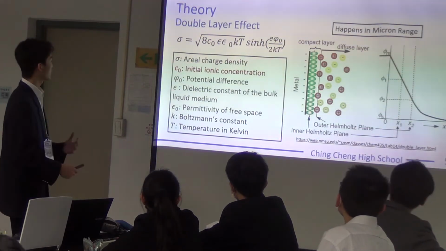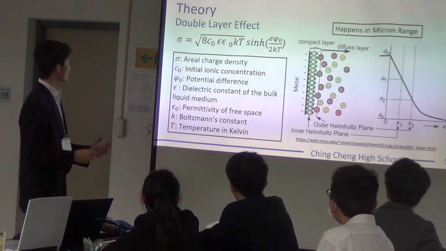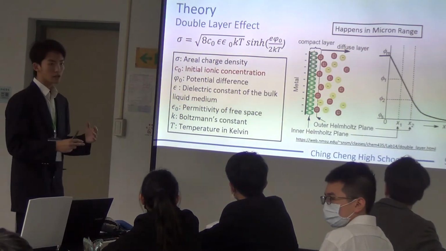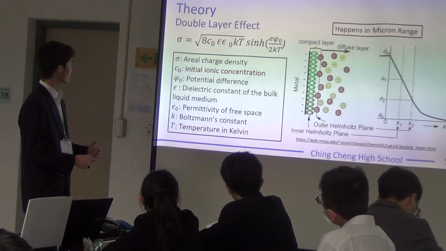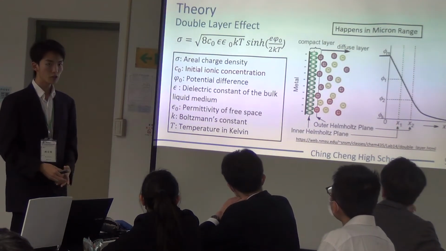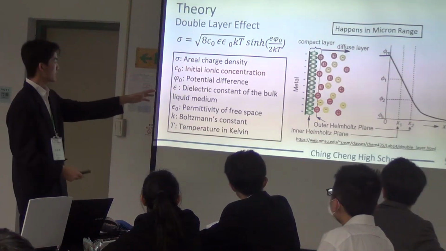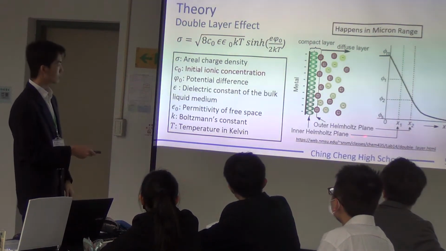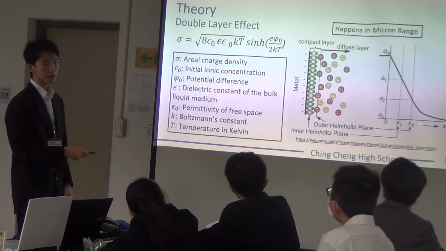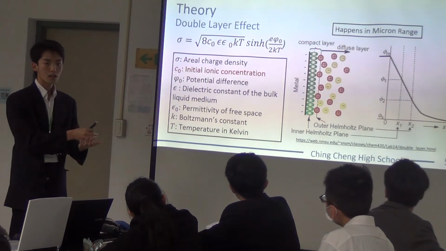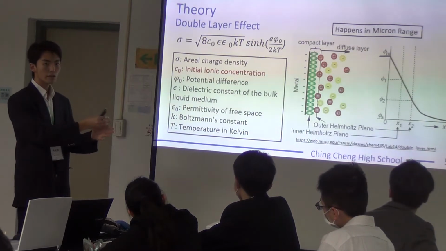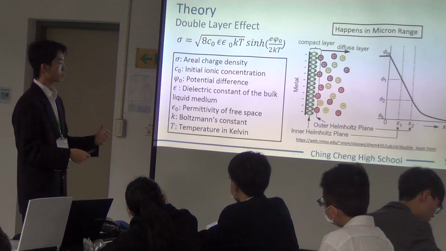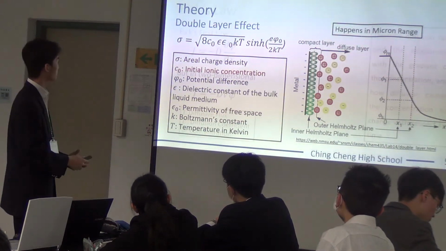Then I'll move on to double layer theory. The double layer theory states that the areal charge density will be proportional to the root of the initial ionic concentration. So the further it is from the electrode, the electric potential will drop with the distance. This could be used to explain the tension at the electrode, which I will show you in my experiment results.